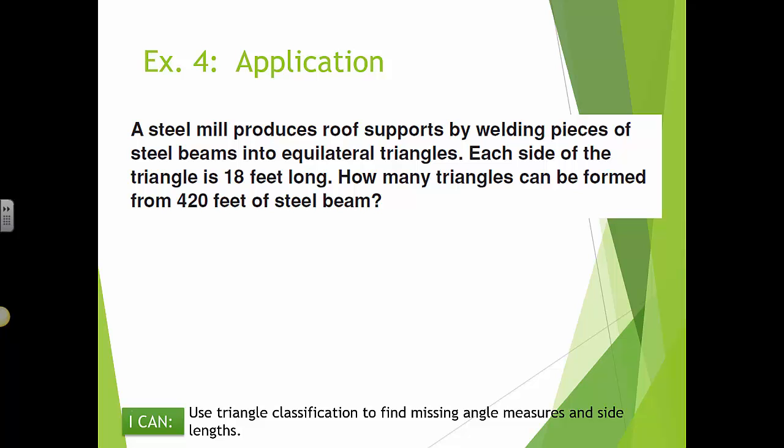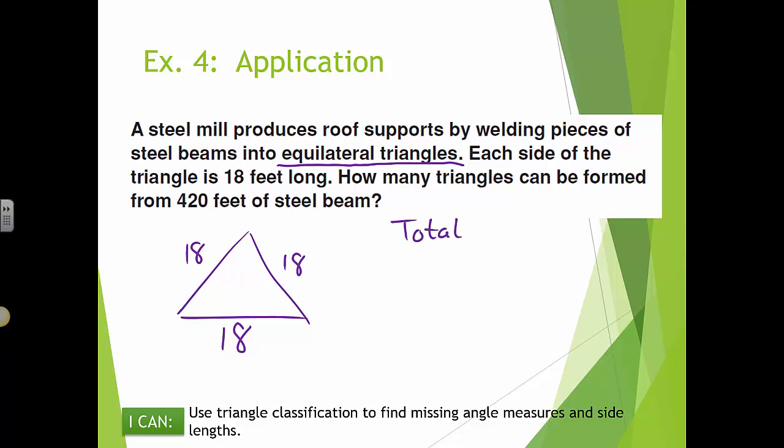All right, lastly, we got a steel mill produces roof supports by melting pieces of steel beams into equilateral triangles. All right, so there is our vocabulary word, 3 equal sides. Each side of the triangle is 18 feet long. So they're making these supports, and they are 18, 18, and 18. How many triangles can be formed if they have a total of 412 feet of steel beam available?